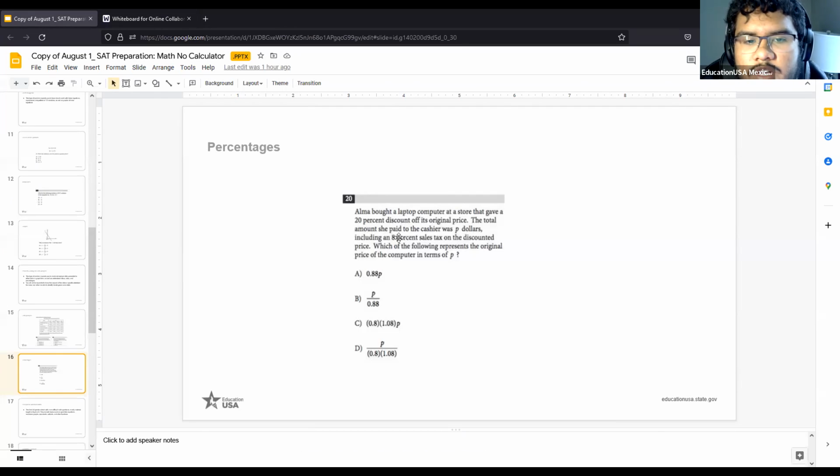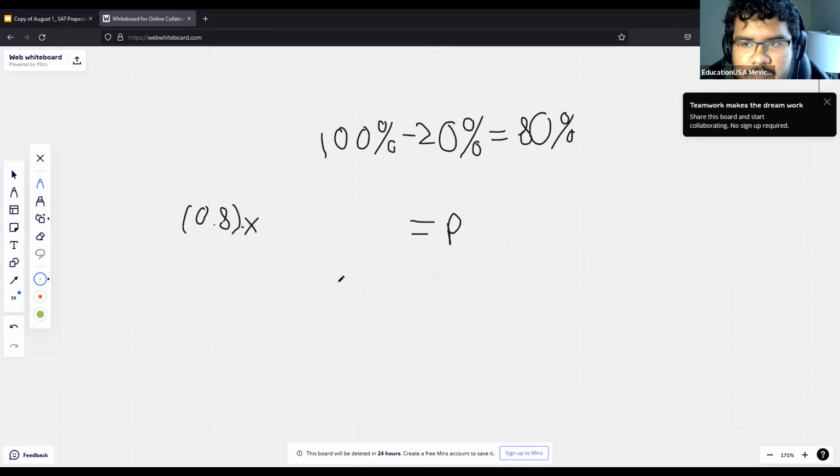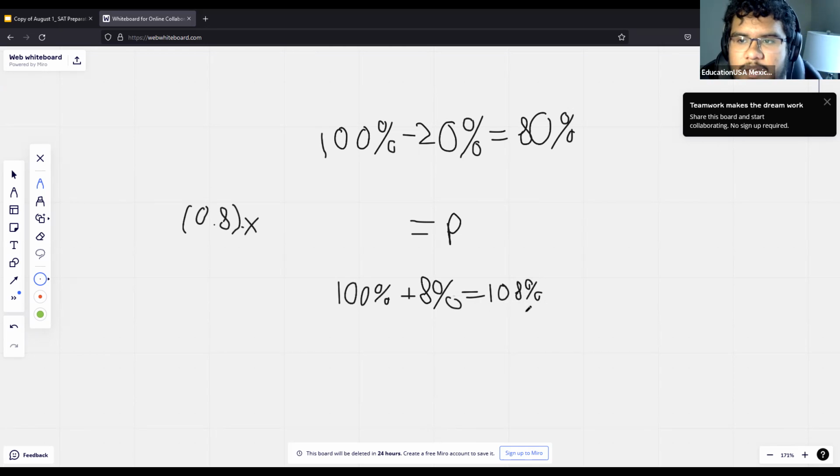And it says, including an 8% sales tax on the discounted price. Now, this means that the sales tax means you add, rather than subtracting from 100%, which represents the original price, you add a percent. So you get 100% plus 8% equals 108%. And this means 1.08. A simple way to get the numerical value of a percentage is just to divide by 100, because that's in the name. So when you divide 108 by 100, you get 1.08.